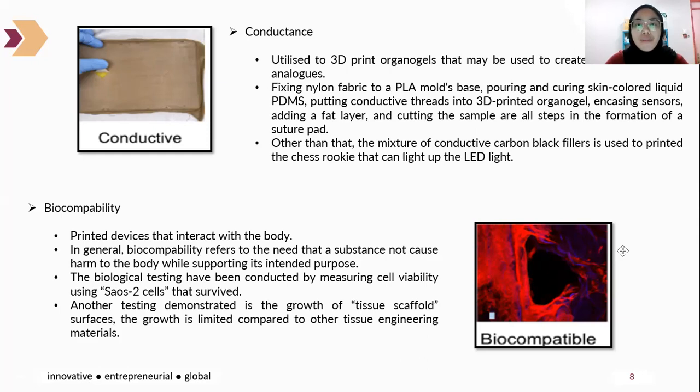Fixing nylon fabric to a PLA mold base, pouring and curing skin colored liquid PDMS, putting conductive thread into 3D printed organelle, encasing sensors, adding a fat layer, and cutting the sample are all steps in the formation of a suture pad. Other than that, the mixture of conductive carbon black filler is used to print the chest rookie that can light up the LED light.